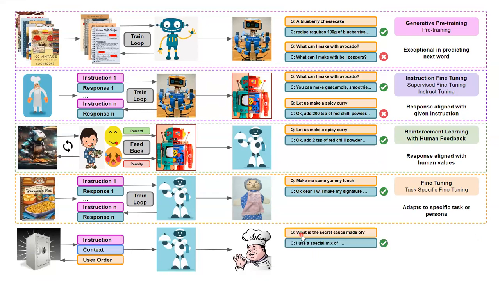Now, let's say you ask this question, what is the secret sauce made of? The bot at this stage would not know it because it doesn't have access to the vault. Whereas this bot knows it, and it can say, I use a special mix of whatever herbs and spices the owner uses. So this is basically retrieval-augmented generation, because it has access to facts that it previously did not have access to. And it's usually used to ground the LLM to facts.